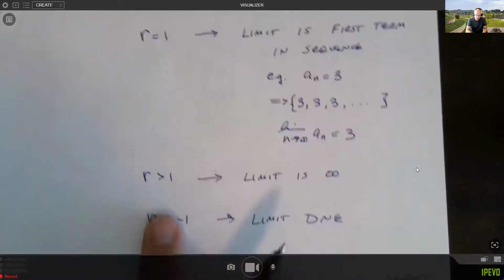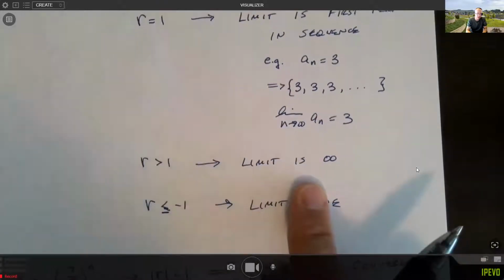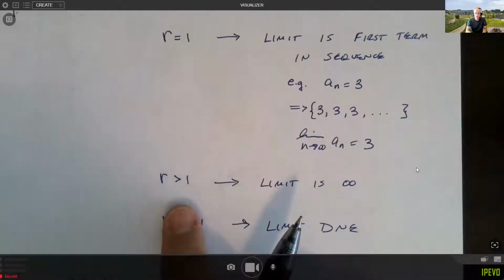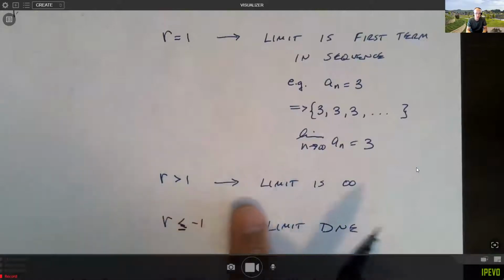If the value of R is greater than 1, then the limit is going to go to infinity. Think about 2 to the n. 2 squared is 4, 2 cubed is 8, 2 to the 4th is 16, and so on and so on. It's just getting bigger and bigger. It's going to infinity.